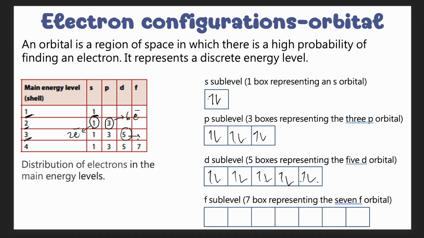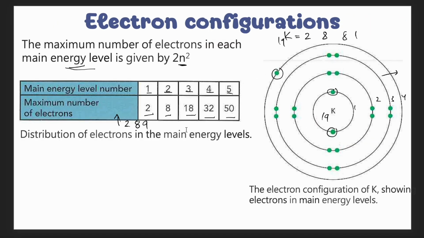Okay, so this one has 10 electrons, this one 6 electrons, and this one 2 electrons, because S holds 2 electrons only. P orbitals 6 electrons, and then D orbitals 10 electrons. That's why the total is 8 electrons, like in here.